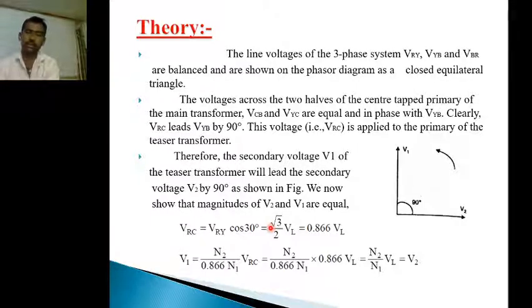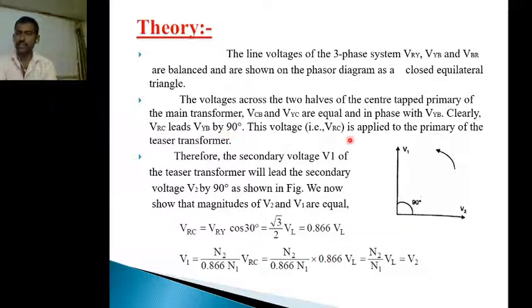What we observe in this theory is that the line voltages of the three-phase system, VRY, VYB and VBR, are balanced and shown on the phasor diagram as a closed equilateral triangle. We already saw this in the previous diagram. The voltages across the two halves of the center-tapped primary of the main transformer, VCB and VYC, are equal and in phase with VYB, and clearly VRC leads VYB by 90 degrees. In a similar fashion, VYC and VBC are also 90 degrees with VRC.